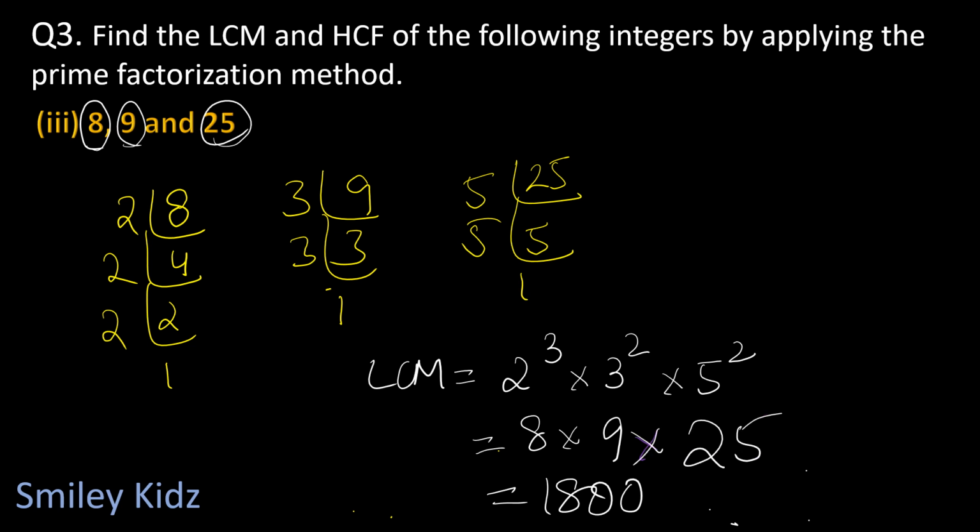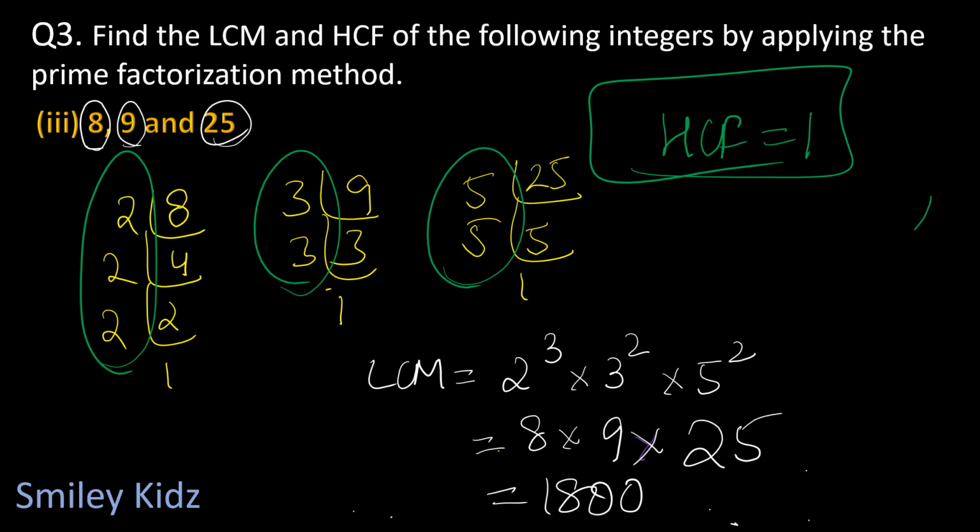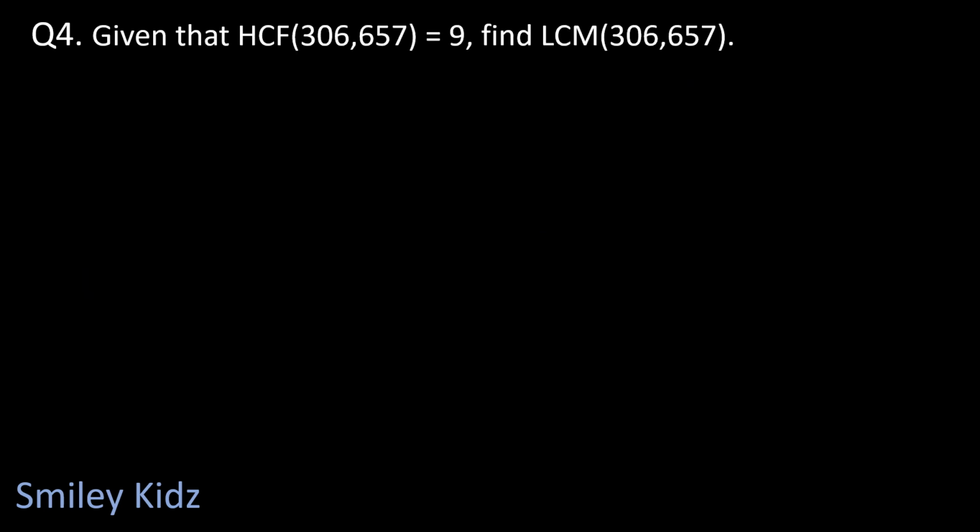Now what is the HCF of these numbers? We find that there is nothing common out of all these three prime factorizations. So what is the HCF? It is equal to 1. As simple as that. Then we have the fourth question, which says, given that HCF of two numbers is 9, find the LCM of the two numbers.